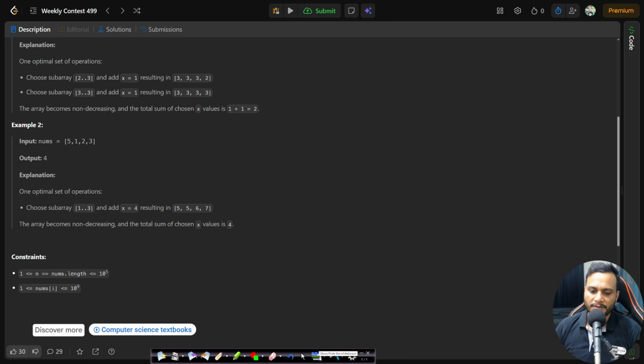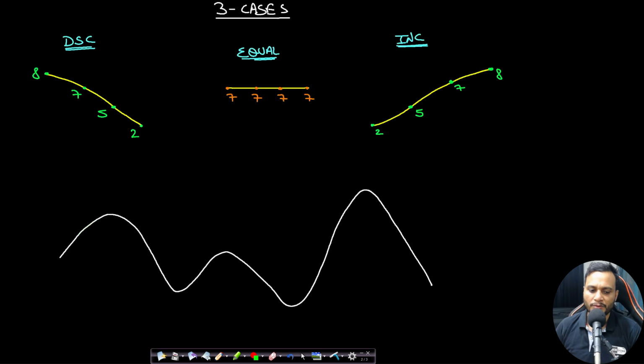Okay, so having seen the problem statement, let's now look at the idea to solve it. If you think about the solution, there will be only 3 cases happening if you draw all the cases on the graph.